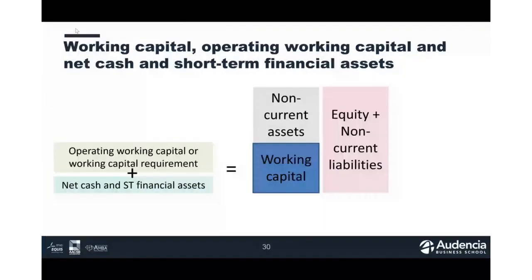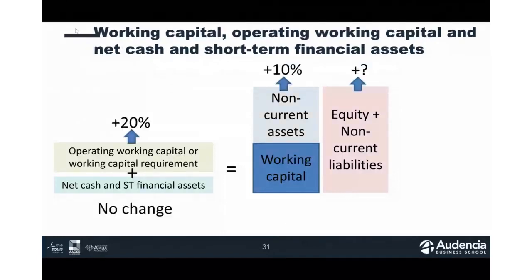The working capital is the difference between the long-term financing and the long-term needs. And with this excess, you finance what you need in the short term because of the operating activity and the net cash. So we increase the non-current assets by 10%, we increase by 20% the operating working capital. We have no change in the net cash. What is the increase we need in the equity and non-current liabilities? After we have this increase, we deduct the net profit, because thanks to the net profit, we increase the long-term financing. So now we have the rest of the financing.